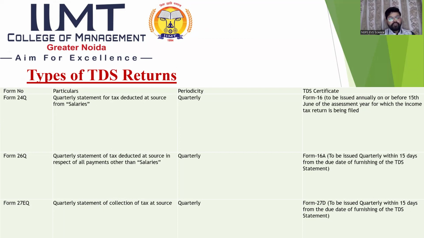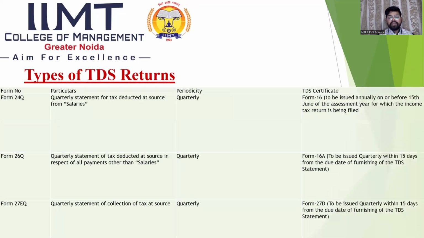Types of TDS return. Form 24Q is the quarterly statement for tax deducted at source from salaries. This is filed quarterly. The TDS certificate Form 16 is to be issued annually on or before 15th June of the assessment year for which the income tax return is being filed. Form 26Q is the quarterly statement of tax deducted at source in respect of all payments other than salaries. Form 16A is to be issued quarterly within 15 days from the due date of furnishing the TDS statement. Form 27EQ is the quarterly statement of collection of tax at source. Form 27D is to be issued quarterly within 15 days from the due date of furnishing the TDS statement.